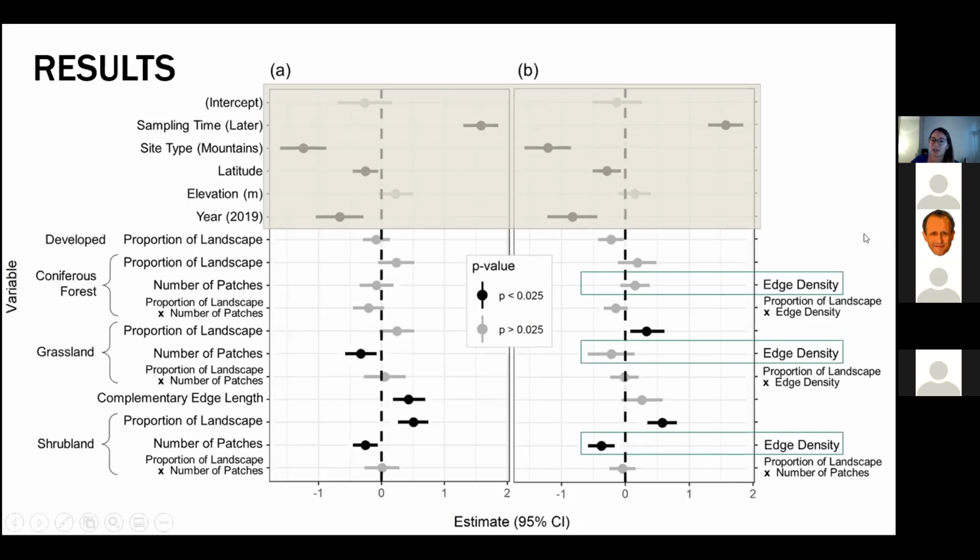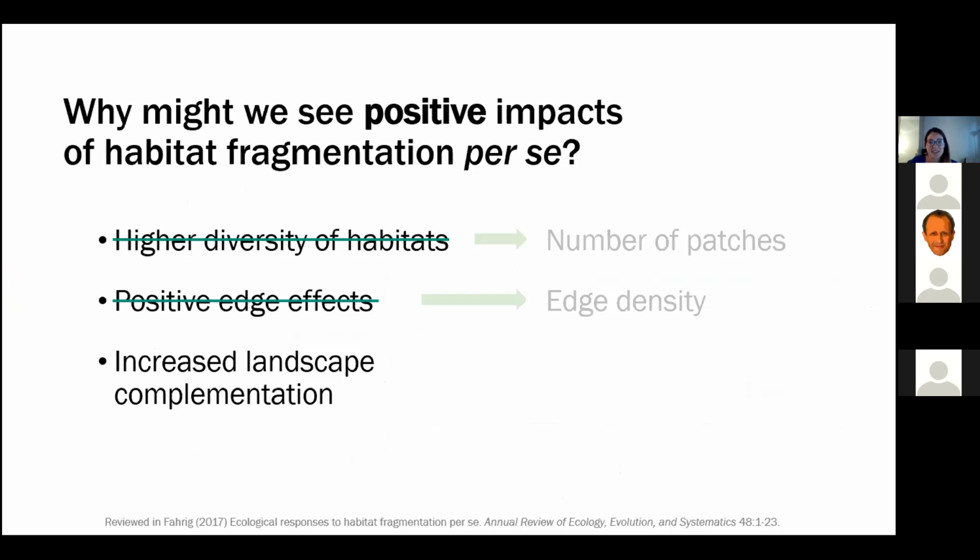And similarly, if we look at edge density, the only one that was significant was the edge density of shrubland. And again, that had a negative effect. So having a greater amount of shrubland edges, we tended to find fewer bumblebees in those areas. So again, this suggests that probably positive edge effects aren't really happening, at least in these landscape types.